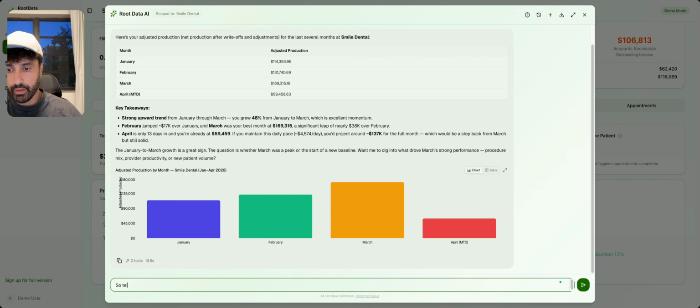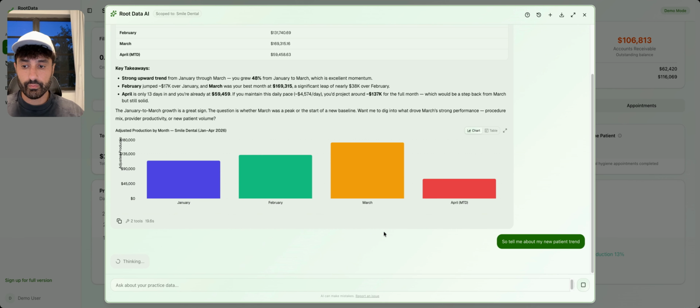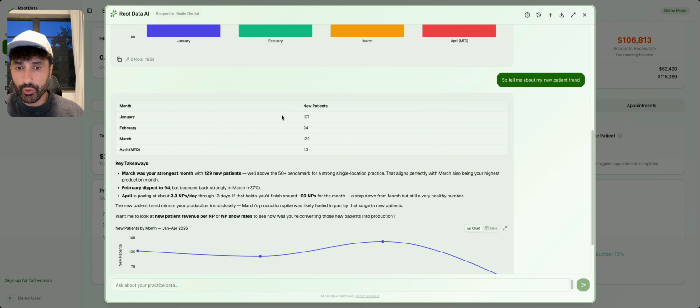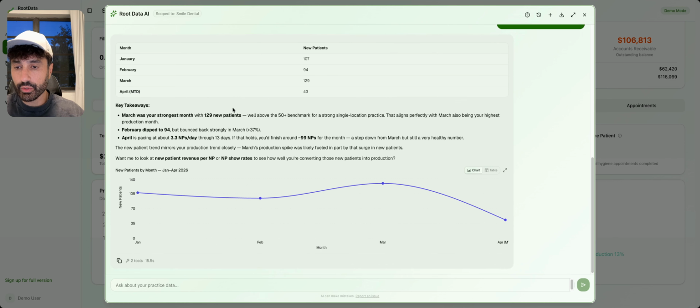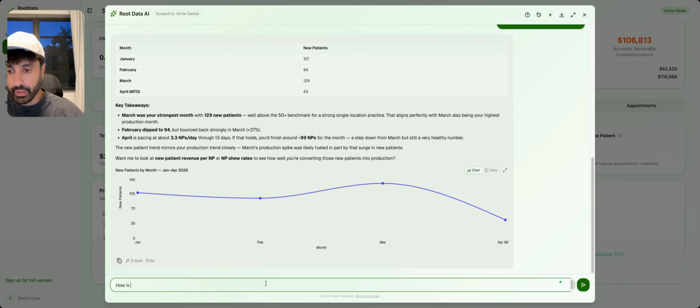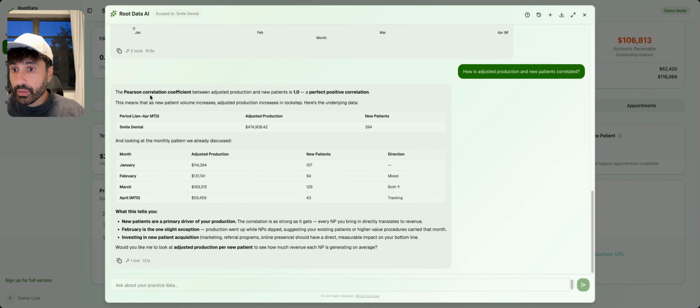So tell me about my new patient trend. Okay, so our new patients are going up. March was your strongest month with 129 new patients, well above the 50 plus benchmark. February dipped. Great. Okay, so how is adjusted production and new patients correlated? The Pearson correlation coefficient between adjusted production and new patients is 1, a perfect positive correlation. This means that as new patient volume increases, adjusted production increases in lockstep.